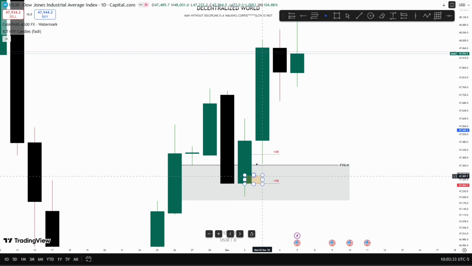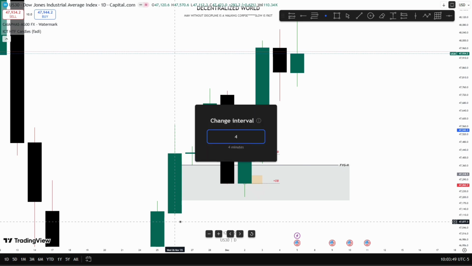Serving as liquidity, price purged into it, forming a swing low, right? So that occurred on Monday, Tuesday. So this is Wednesday's candlestick. So this is actually where I'm calling my trade from.